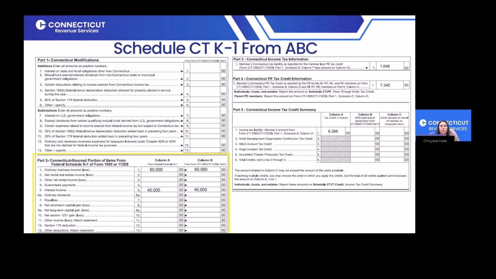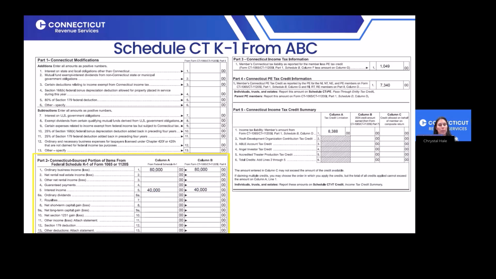So before we get into completing the return, we received income from 2 subsidiaries. Here are the Schedule CTK-1s that we received. The first one, the example here, is from ABC. As you can see in Part 2, we have the income that was distributed to us from the federal Schedule K-1 of this subsidiary. We have ordinary business income of $80,000 and interest income of $40,000. That's noted in Part 2, Column A.